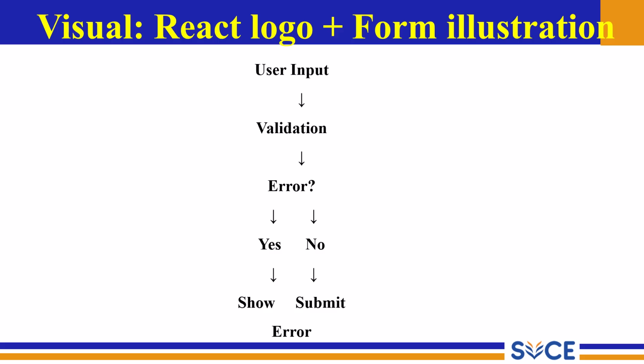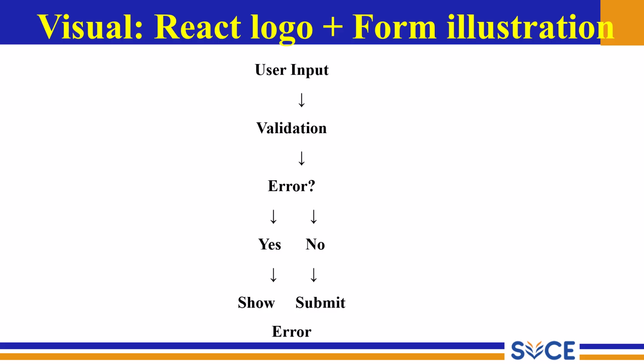Should the system accept this information? Definitely not. Incorrect information creates several problems. For example, the college cannot contact the student because the email address is invalid. The password becomes weak and insecure. The mobile number is incomplete. Reports generated from the database become inaccurate. Therefore, before accepting any information, the application must check whether every input satisfies certain conditions. This checking process is known as form validation.